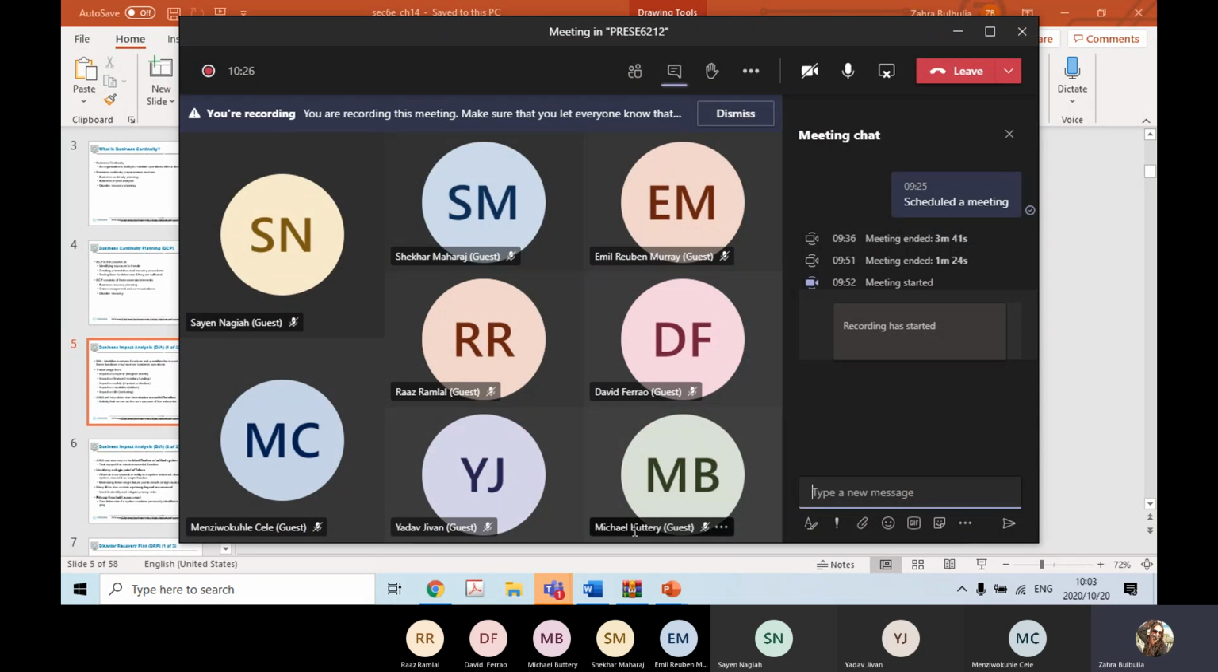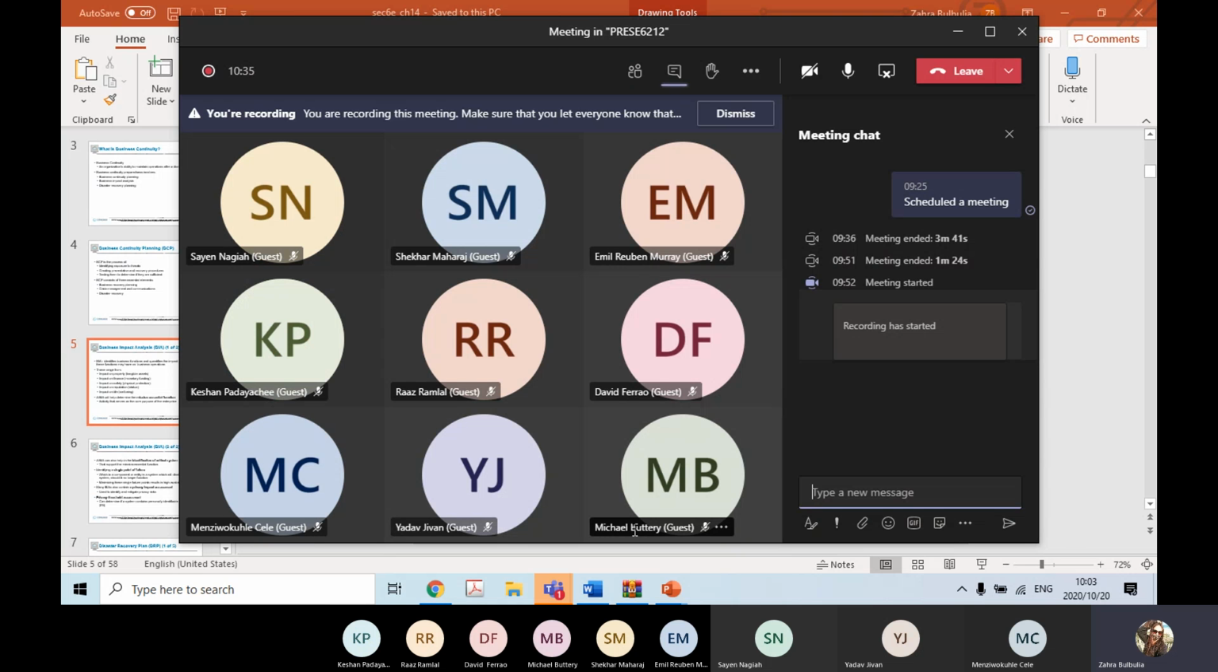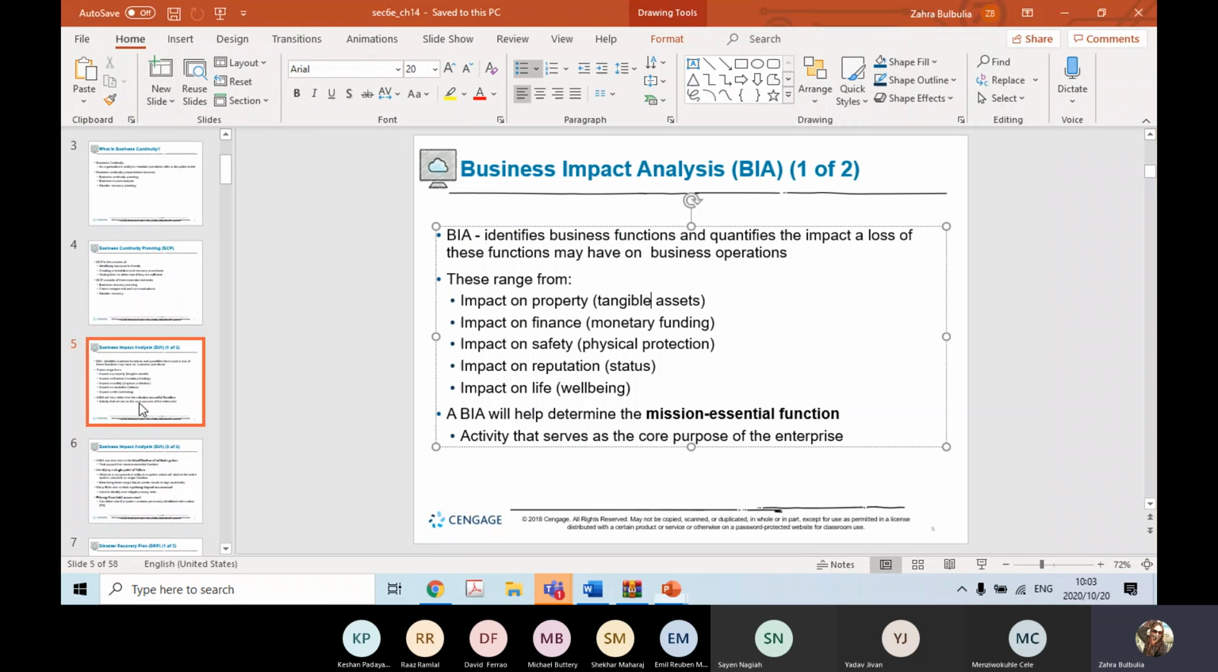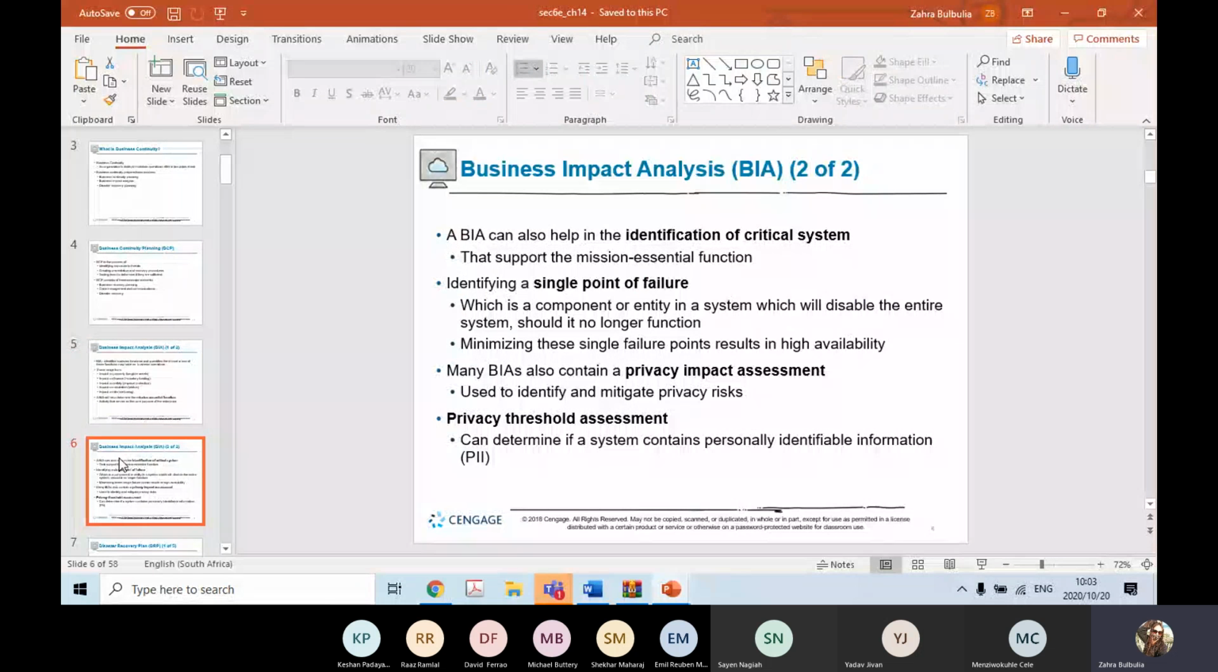If we take another example of this, if you look at an aeroplane, or your air traffic controller, those air traffic control systems are safety critical systems. Because, of course, if they get information wrong, or if they report the wrong information to your air carrier, that can result in possible loss of life. So that impact would, of course, be huge, or the biggest, because it's an impact on life. So BIA can help in identification of critical systems, and these are systems that support mission essential functions.